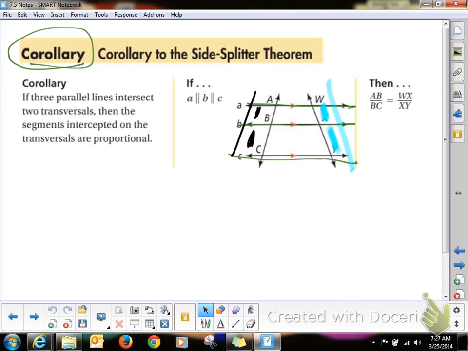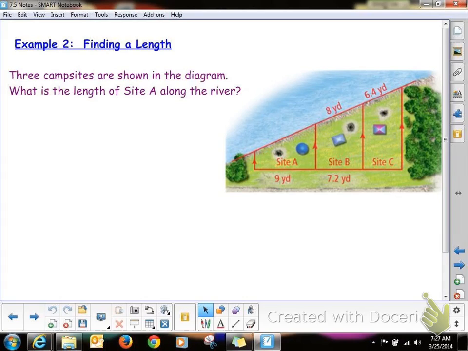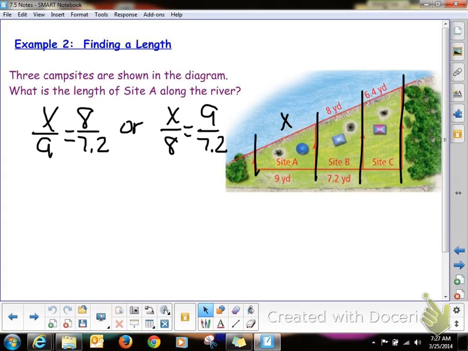So let's use this corollary. 3 campsites are shown in the diagram. We want to find the length of site A along the river. Well, this is site A. Here we have 4 parallel lines cut by 2 transversals. So we want to set up a proportion. Pause the video, set up your proportion, see what you wrote. Compare it to what I have.